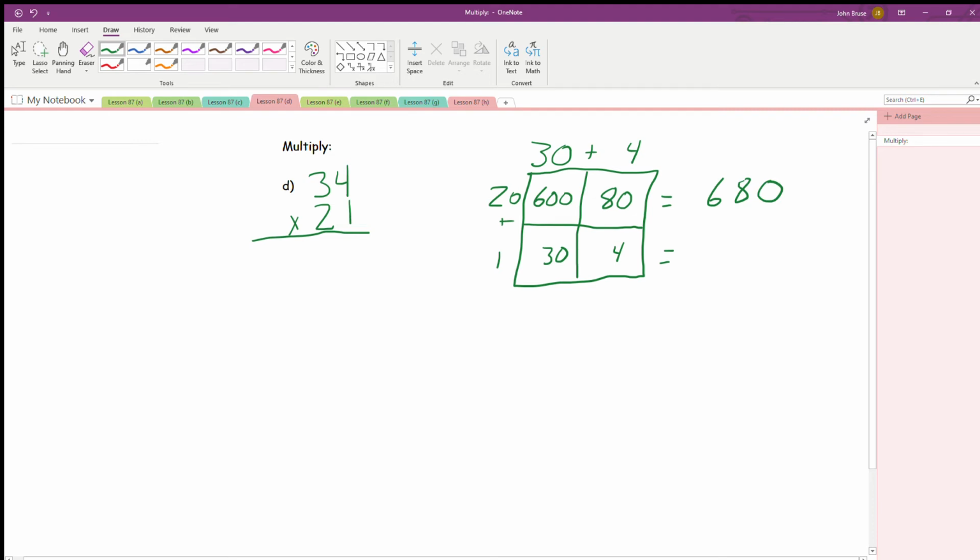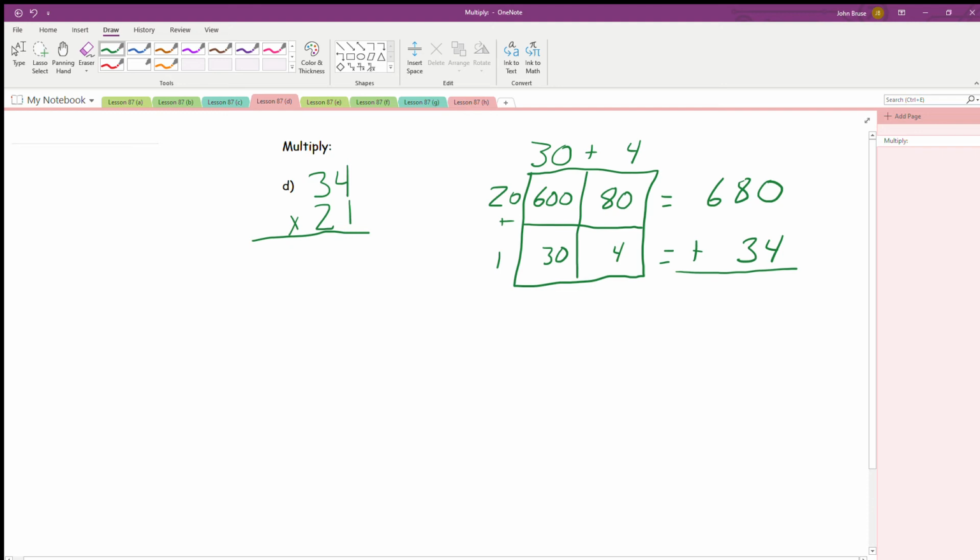680 plus 34. I have to move my hand a little bit, guys. Give me just a second. I'm still learning how to write with this device here.